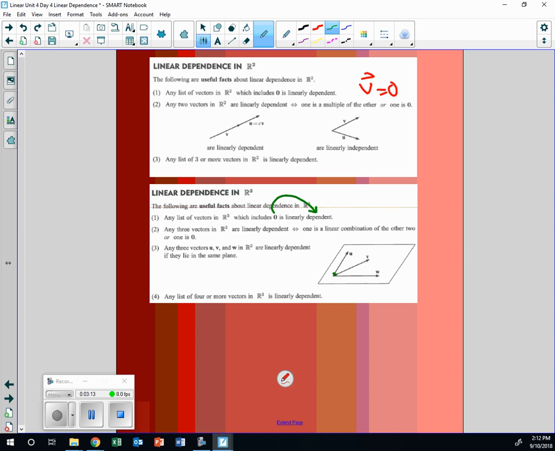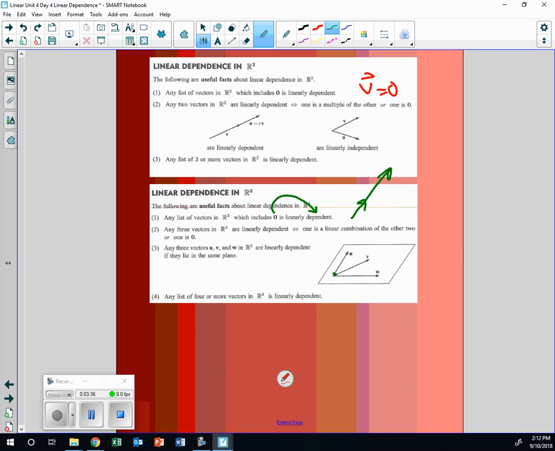And for this one, now remember, we're talking about dependence. If one of them is 0, they're going to be dependent. Any 3 vectors, if one of them is a multiple of another, well, that's the same as this, right? That's nothing new. So these two are the same for both 2 and 3.